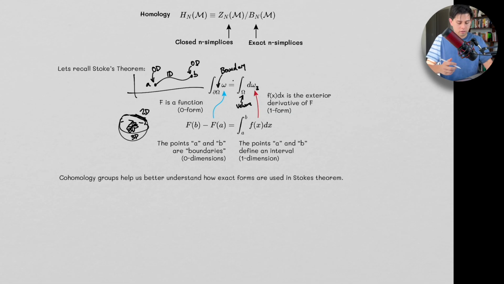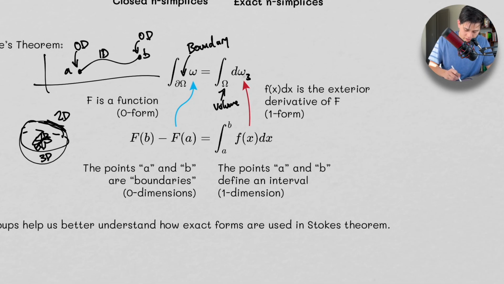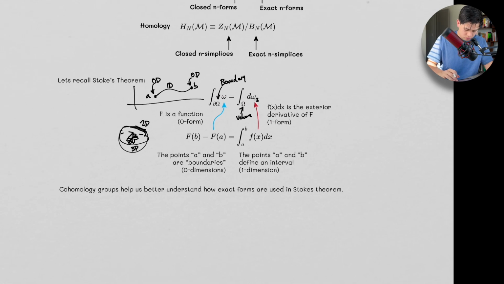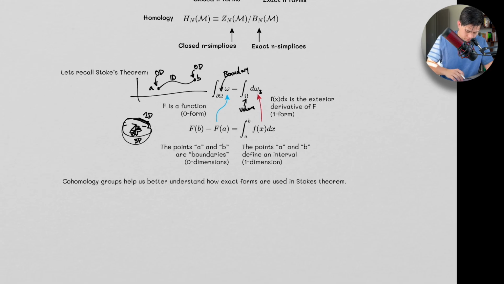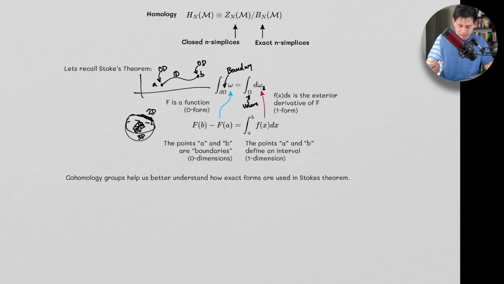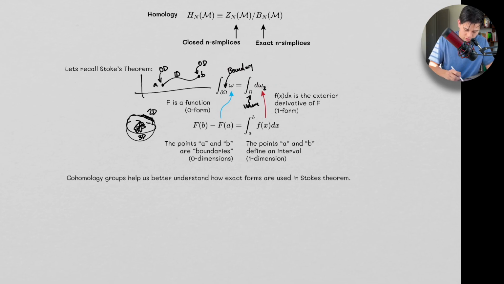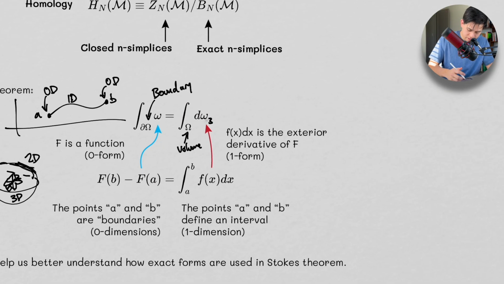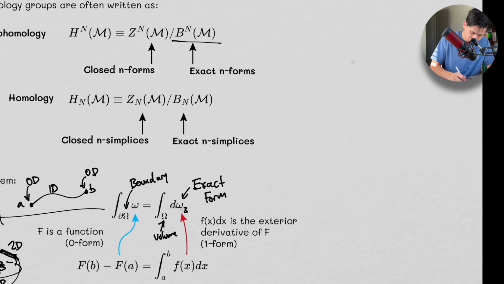So the point here is that this is Stokes' theorem, right? Stokes' theorem says that if we take the exterior derivative and integrate it over some volume, that's equal to integrating something over this function here over the surface. Okay, so cohomology groups help us better understand how exact forms are used in Stokes' theorem, right? So this here is Stokes' theorem. Now we can understand that these things, again, are exact forms, right? This is an exact form, right? And it lives in this space right here.